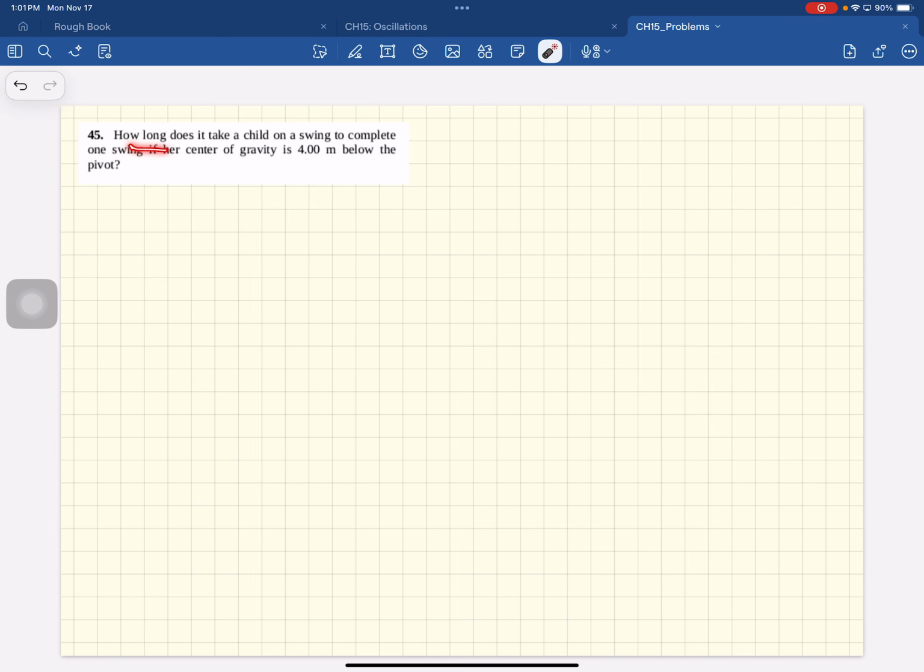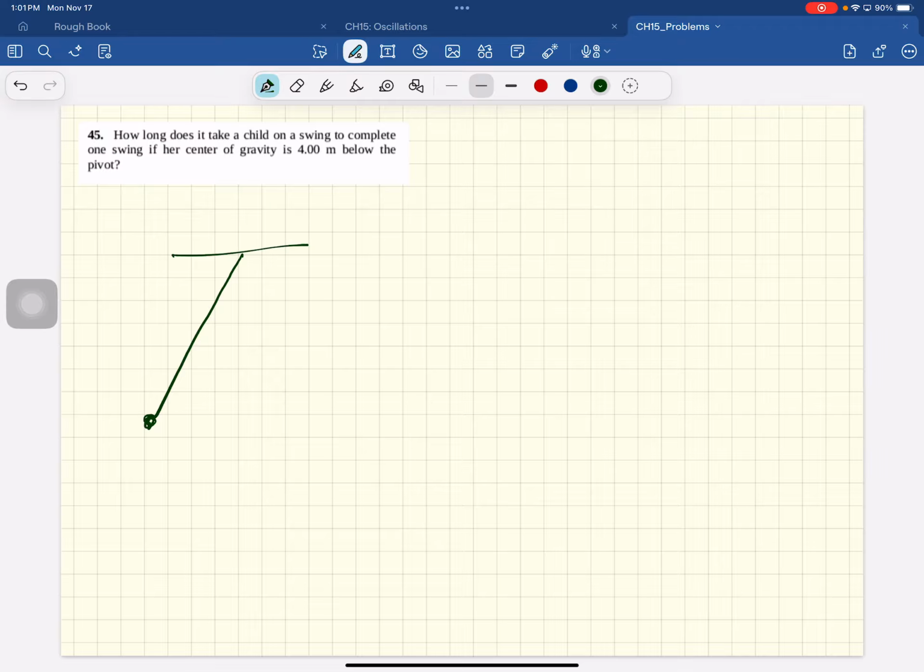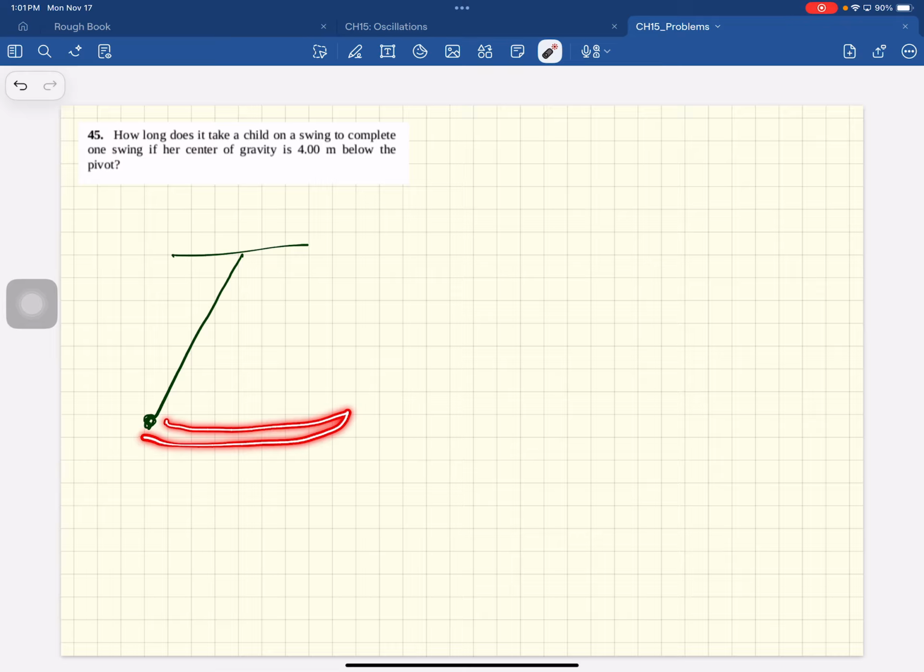So this problem says, how long does it take a child to complete one swing if her center of gravity is 4 meters below the pivot point? Okay, so this is a simple pendulum problem. We'll treat the child as a tiny mass, so her center of mass is 4 meters below. The swing is roughly from the ceiling to the ground, so that's about 4 meters. And this is one swing.